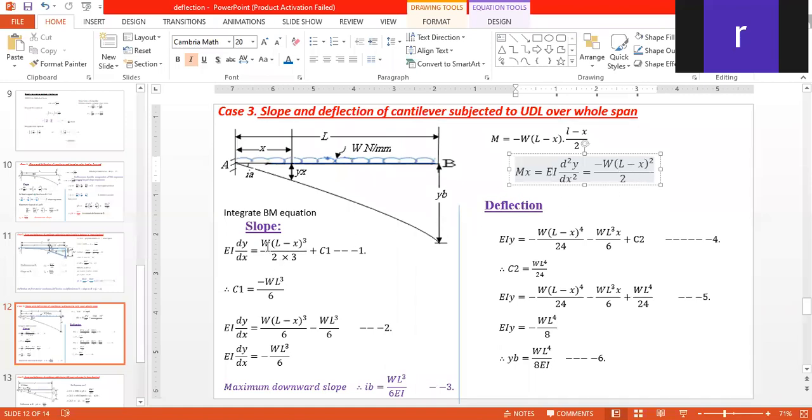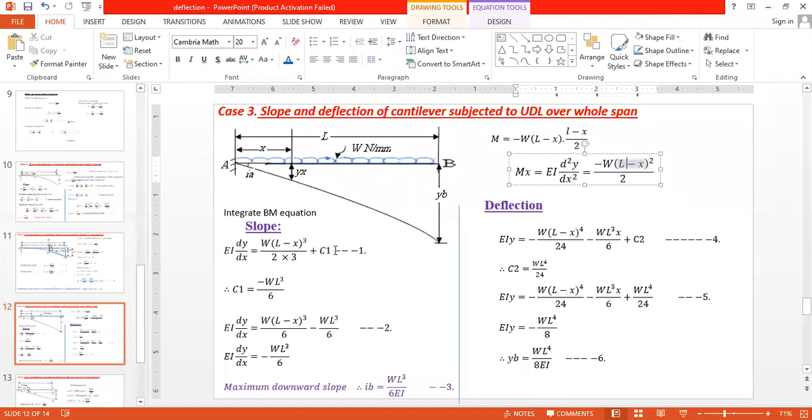You will get this integration, that is EI dy by dx equal to w into (L minus x) cube divided by 2 into 3. Here this minus sign is cancelled with this minus sign, that is minus 1. Therefore you will get w into (L minus x) cube divided by 6 plus a constant of integration c1.